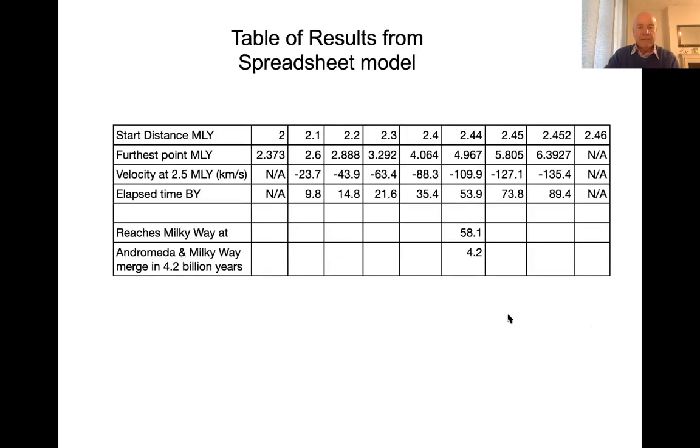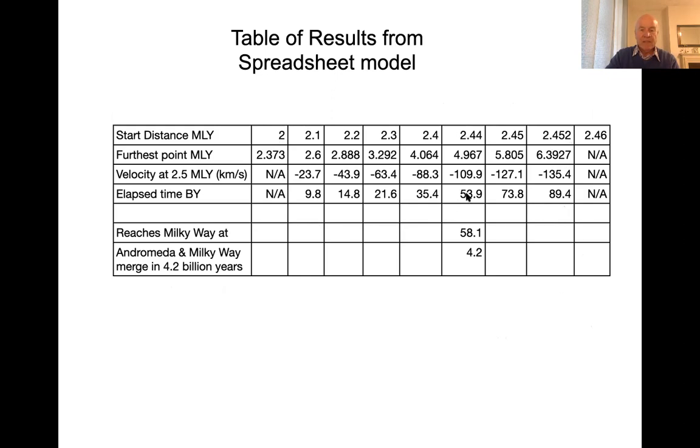So here is the table of results from the spreadsheet. You can see the calculation for various values starting from 2. So it's only quite a narrow range from 2.1 to 2.452, which produce results which could be applicable at all.